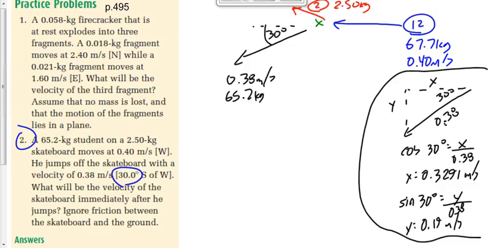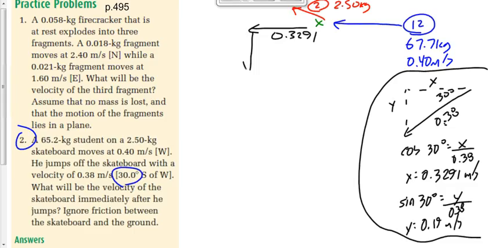There we go. Now, you may not choose to do this, and that's okay. But for me, I like to erase this. We got rid of the 0.38, right? So why do we want it sticking around in my drawing now? Let's erase it and replace it with 0.3291 and 0.19. I don't need the 0.38. I don't need the 30 degrees anymore because I've gotten rid of them. Still, I'll label this as object number 1 and the mass of 65.2 kilograms.